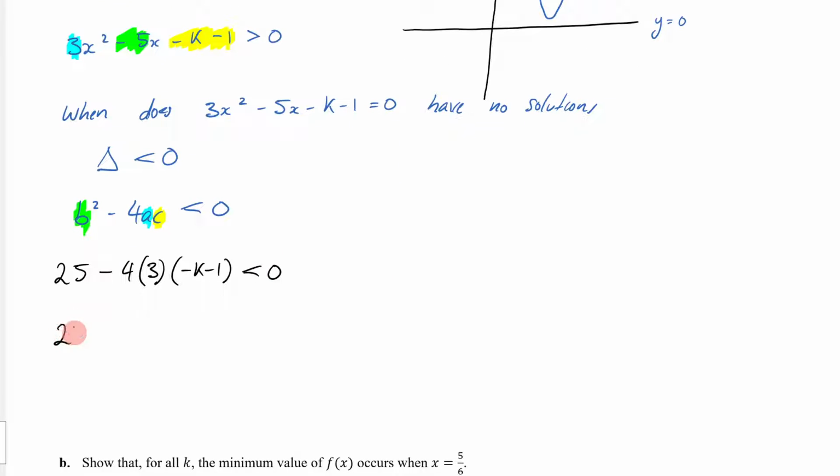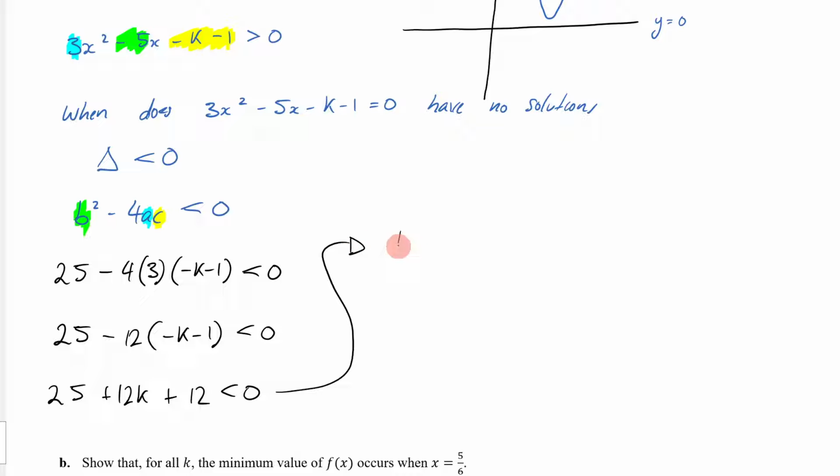So that means I'm going to get 25 minus 12 times -k minus 1 is less than 0. 25 plus 12k plus 12 is less than 0. That means 12k plus 37 is less than 0, which means 12k is less than -37. So k is less than -37 on 12. That is my answer.